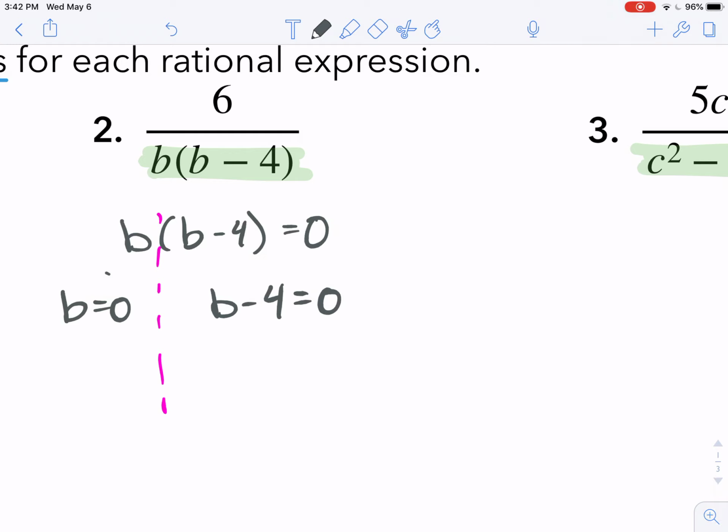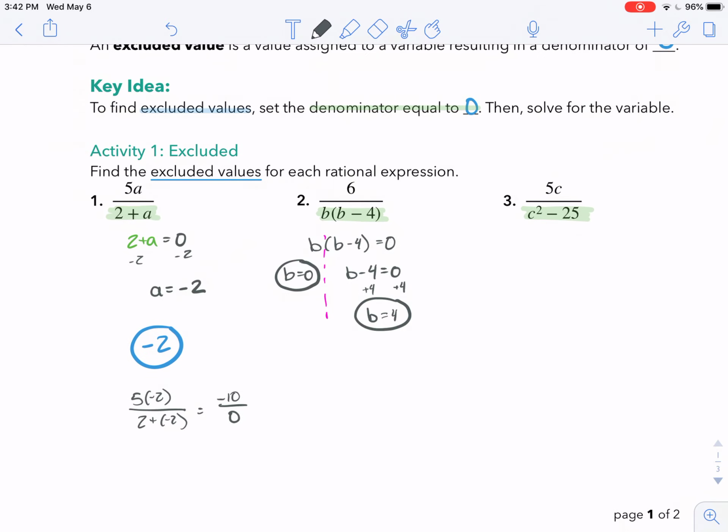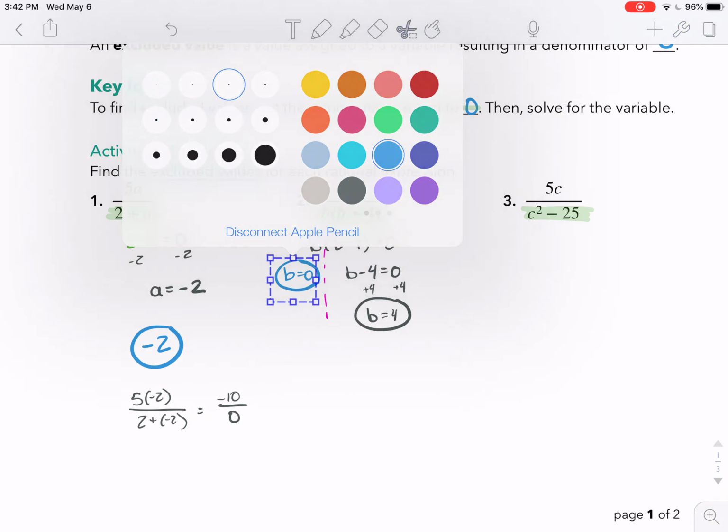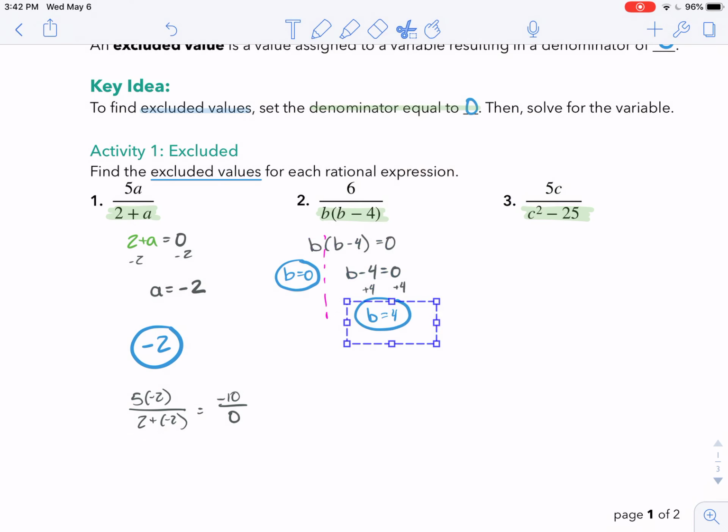Well, here, b equals 0. Done, I solved it. And on this side we add 4, we add 4. So b equals 4. So we actually have 2 excluded values here. Our 2 excluded values, and we'll just leave it like that: b equals 0 and b equals 4. Or if you would rather write, you can say b equals 0, 4.